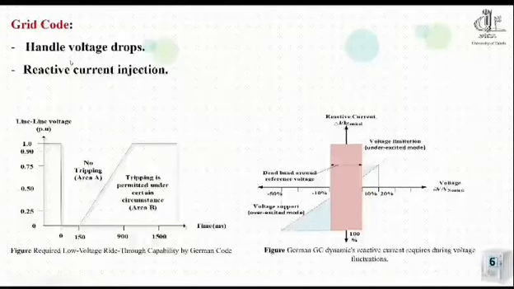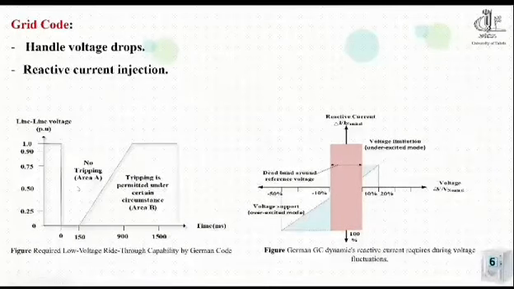The grid codes are very different from one country to another. According to my research, the German, Italian, and Australian grid codes are more stringent, which require renewable energy sources to stay connected even through voltage drops to zero. So we will talk about the German grid codes.